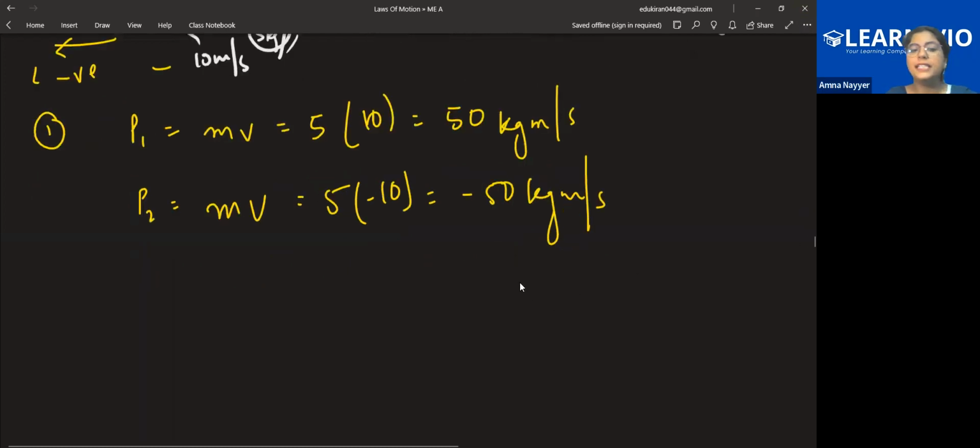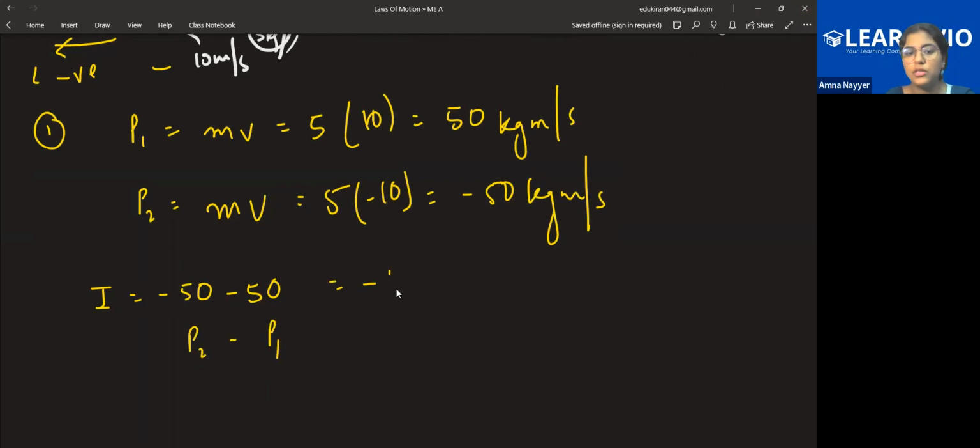Now, impulse is what? P2 minus P1. That is the difference which we are calculating. So impulse is minus 50 minus 50, where minus 50 is P2 and 50 is P1. So this becomes minus 100 kg meter per second. Same SI unit, same direction. For Zainab and Shaima, the answers are incorrect.